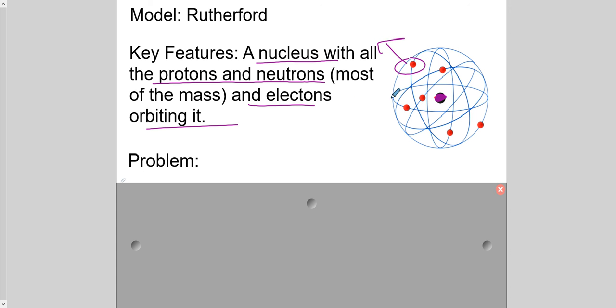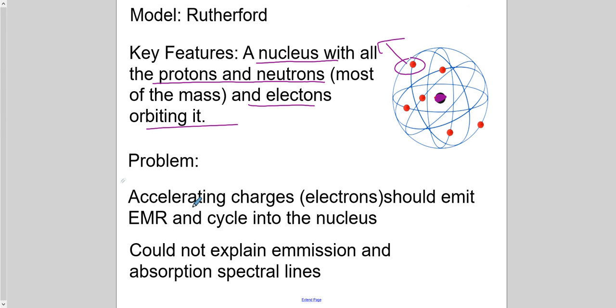And we'd hold on to it to this day if there weren't some problems with it. So the problems with the Rutherford model, well, there's two. One is accelerating charges: according to Maxwell's equations, accelerating charges should emit electromagnetic radiation. So if you have an electron orbiting, it is constantly accelerating. It should be constantly emitting electromagnetic radiation. And as it does so, it loses energy of its own.